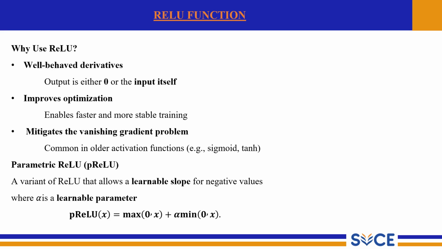Unlike standard ReLU, p-ReLU allows a learnable slope for negative input values. This means the model can adapt how it handles negative activations during training. Mathematically, it is defined as p-ReLU of x equal to max of 0, x plus alpha into minimum of 0, x. Here alpha is a parameter that the network learns, giving it more flexibility and potentially better performance.